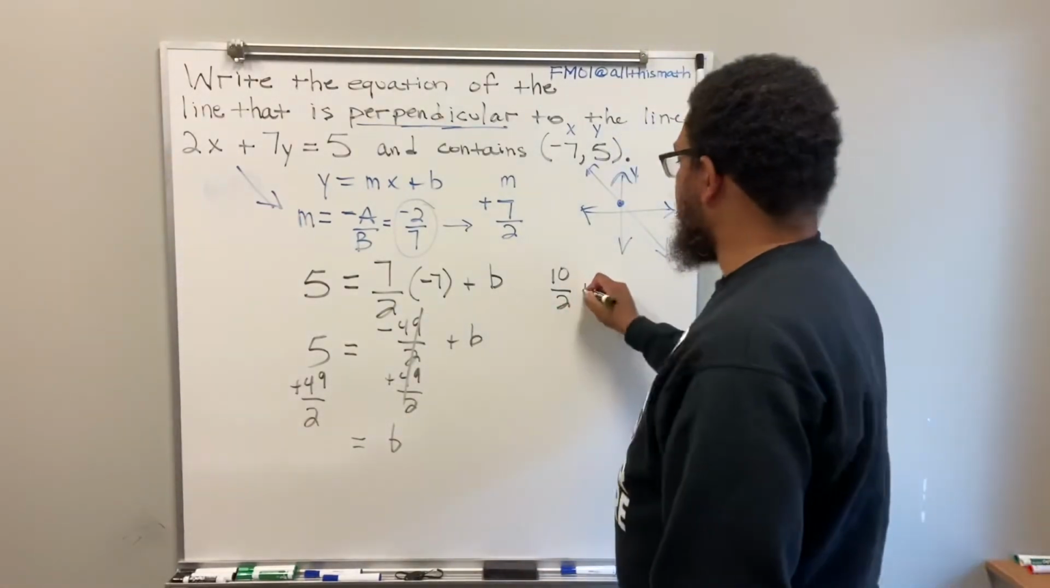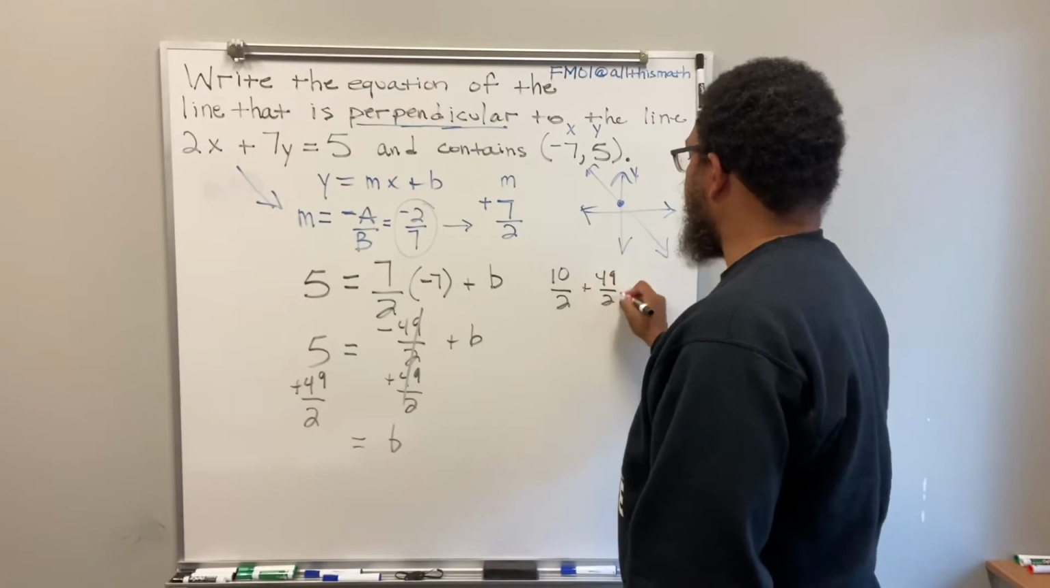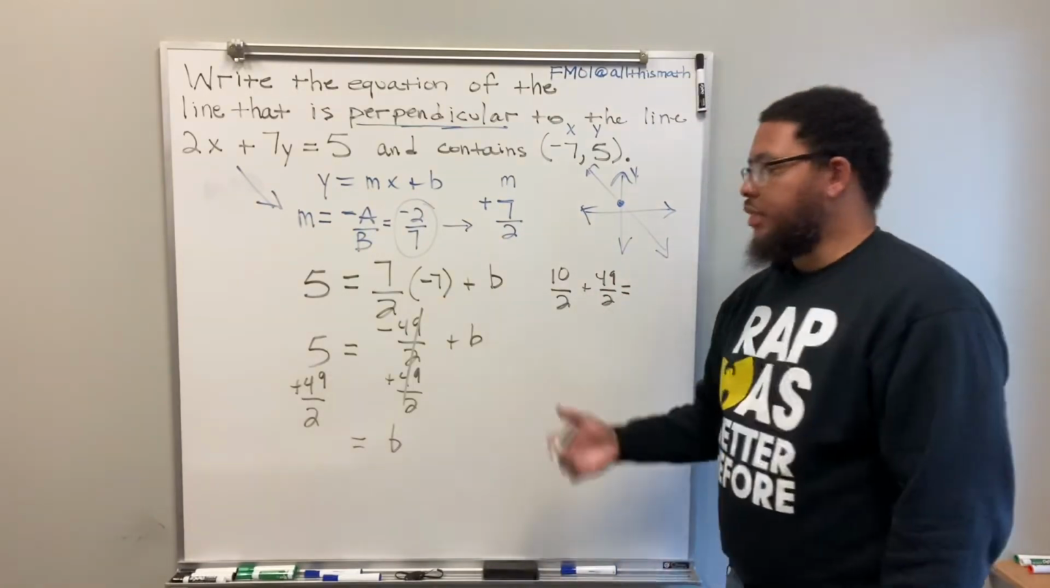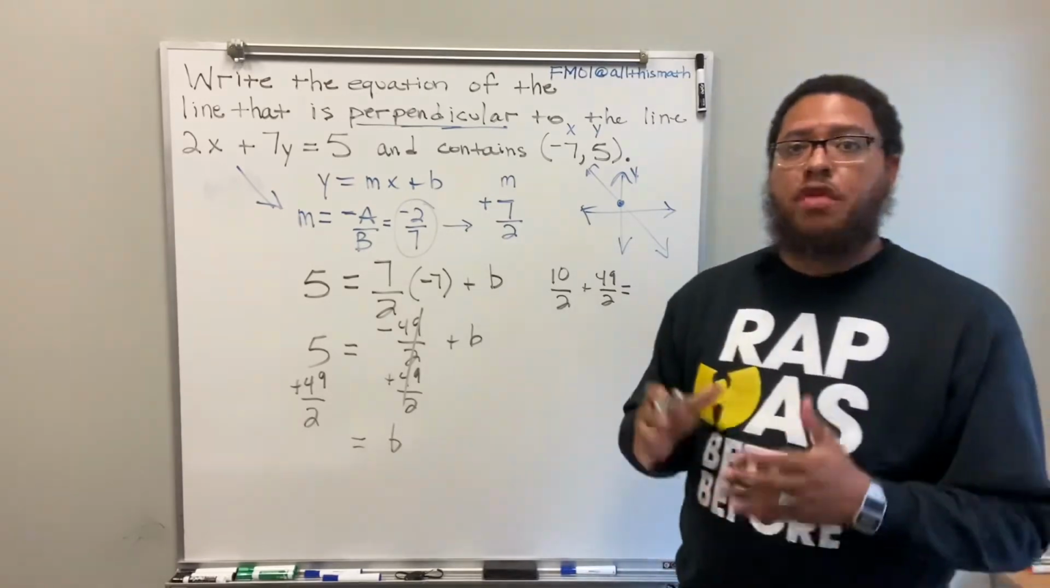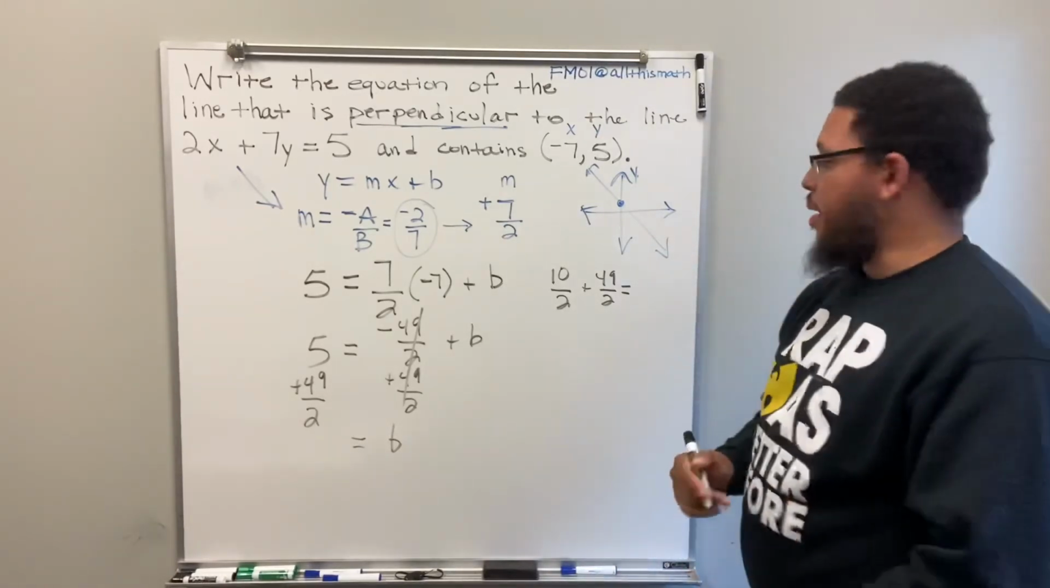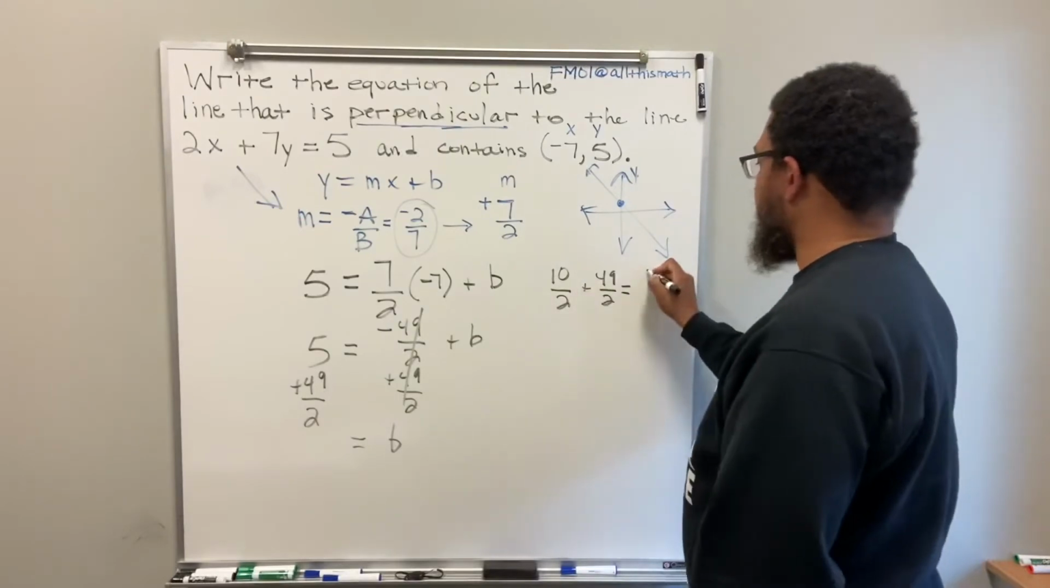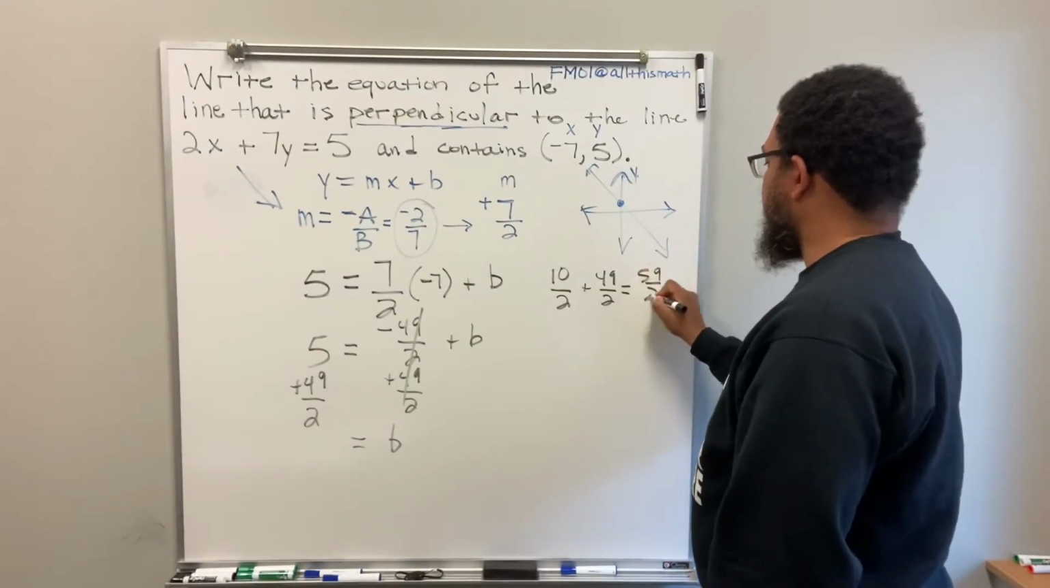And then I'm adding 49 halves. And I have to do that because we're dealing with common denominators. The only way you can add or subtract fractions is if you have a common denominator. You got to have a common denominator. So now I got 10 plus 49, which gives me 59. And I got 59 halves.